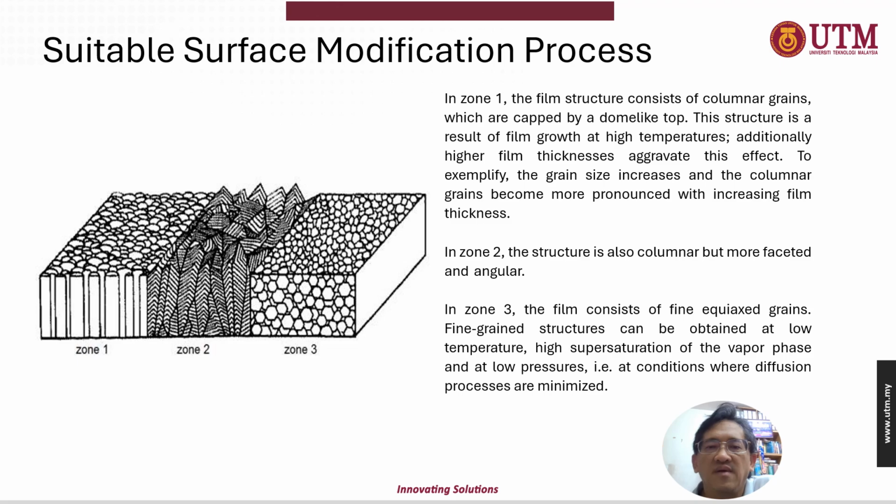So the structure of the coating actually has three zones. In zone 1, the film structure consists of columnar grains, which are capped by a dome-like top. This structure is a result of film growth at high temperature. Additionally, higher film thickness aggravates this effect, so the grain size increases, and the columnar grains become more pronounced with increasing film thickness.